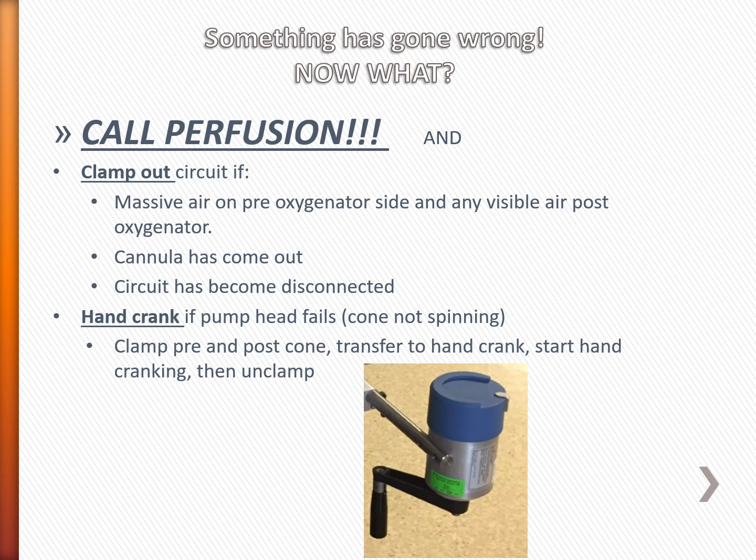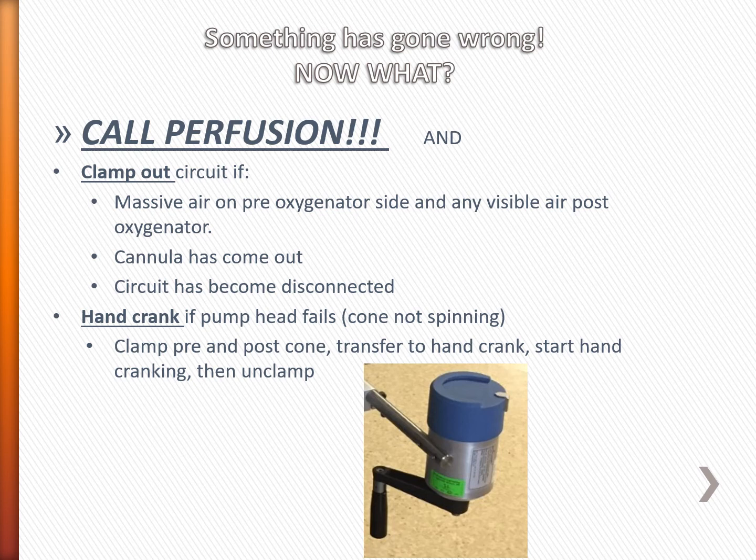Always call an RT, especially if the patient is dependent on ECMO for gas exchange, so that they can take over ventilation right away. And always call a doctor. What do we want you to do in the meantime? We want you to clamp out the circuit if you see massive air on the pre-oxygenator side and any visible air on the post-oxygenator side.